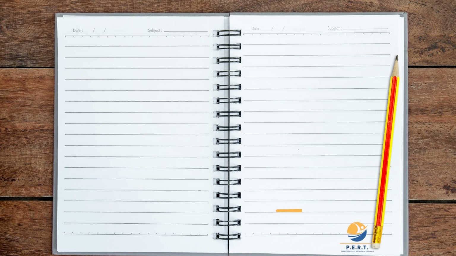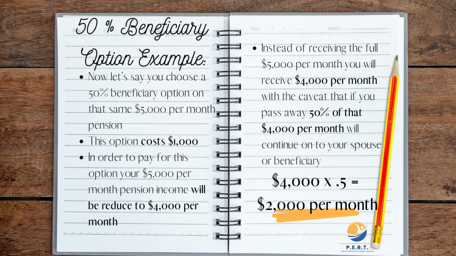The next example is where things can get a little hairy, so we'll break it down simply for you. Now, let's say you choose a 50% beneficiary option on that same $5,000 per month. However, that option costs $1,000 per month. So instead of receiving the full $5,000 per month pension, you'll receive $4,000 per month, with the caveat that if you pass away, 50% of that $4,000 per month will continue on to your spouse or beneficiary. So your beneficiary gets $2,000 per month when you die.